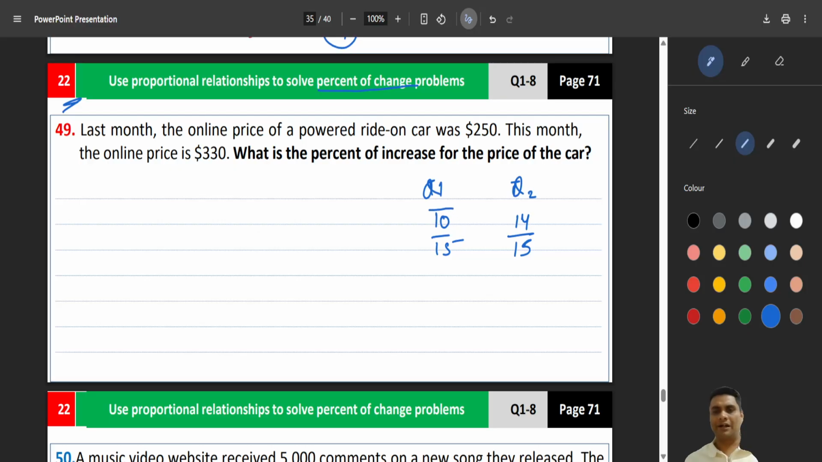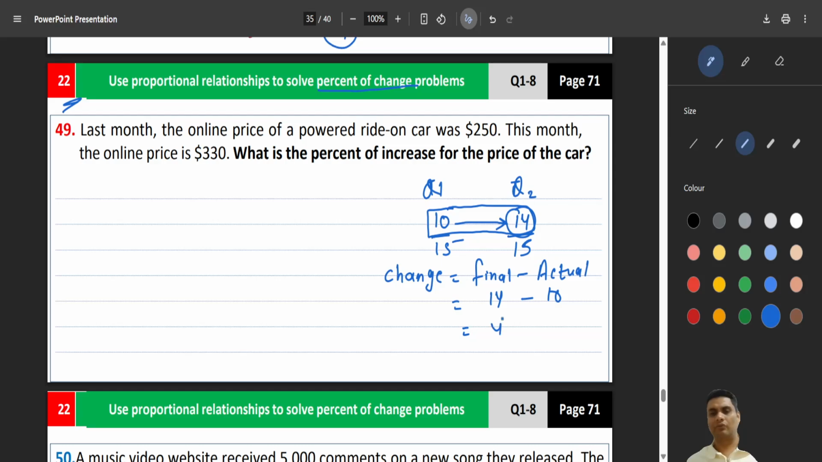So if I ask you, did his marks change from term 1 to term 2? You will say yes. It was 10 before, now it is 14. So what was the change in his marks? How do we find the change? Always the final minus the actual. Before it was how much? 10. Now finally he got how much? 14. So 14 minus 10? 4. This is the change in his marks, right?